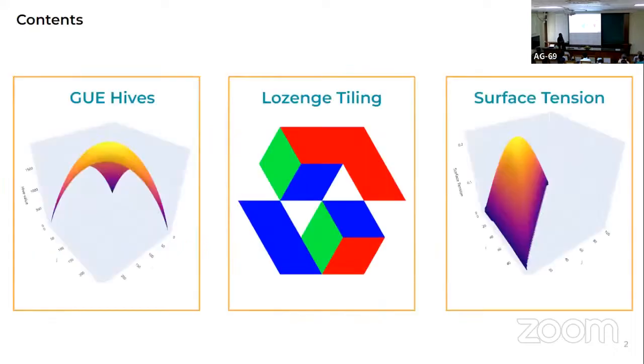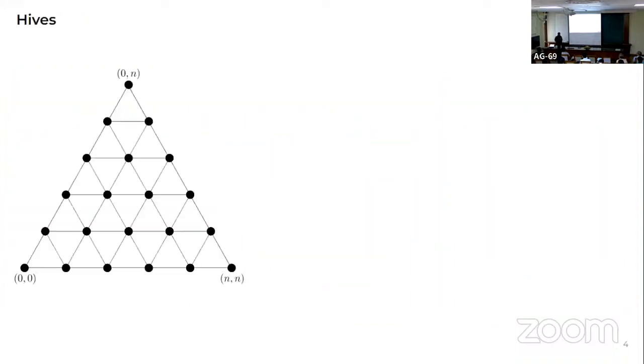So I will be discussing three things in this talk. And this work is experimental in nature. We have some surfaces which are hard to find theoretically, so we use numerical procedures to obtain an estimate of that and then try to guess or obtain some insight about it. I'll begin with hives. We've already seen some of this in the previous talk, so I'll quickly go through it.